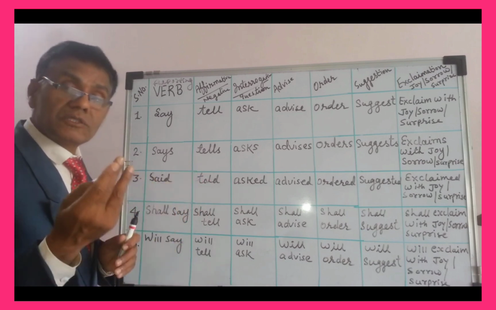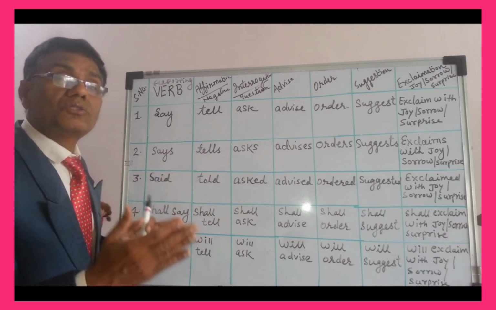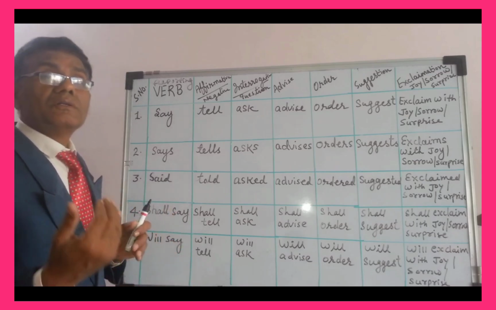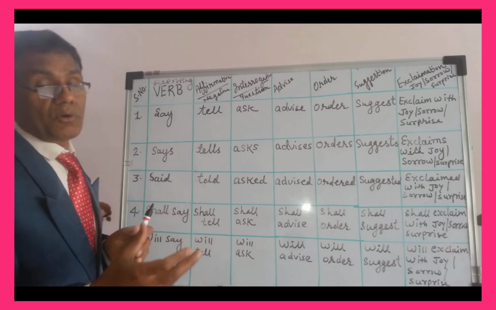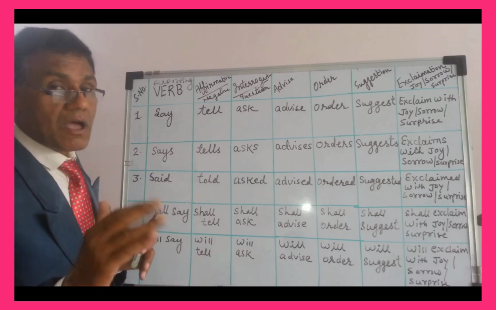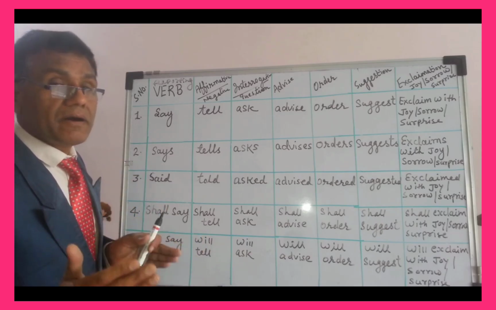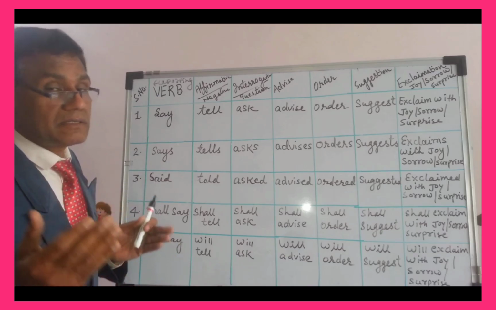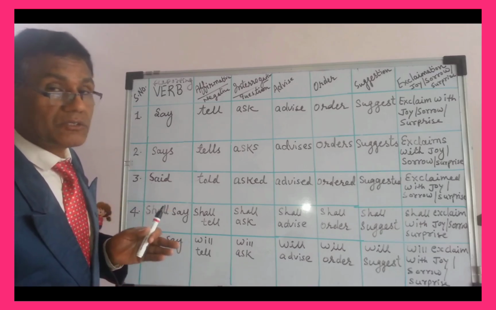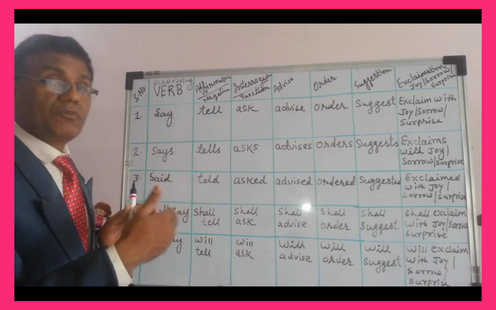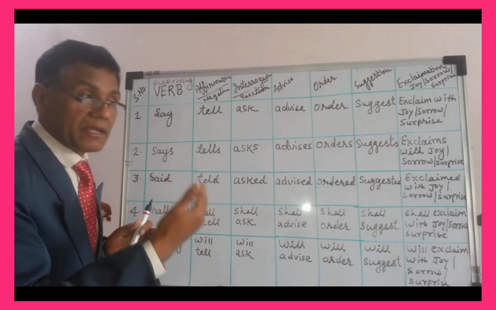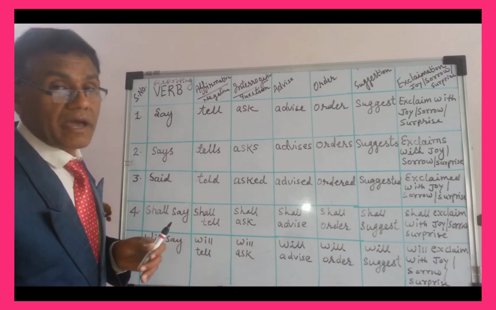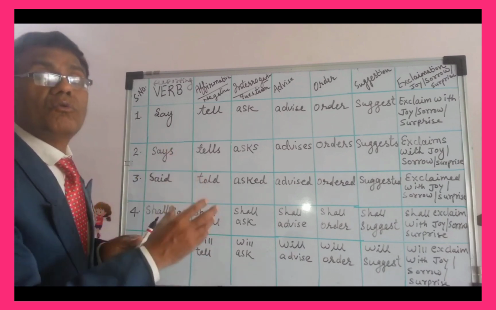Rule number 3 is how to change the pronoun. Rule number 4 is how to change the tense of the reported speech, and the last rule is how to change the words denoting time, place and distance. I hope, my students, you will repeat and revise, watch this video again and again, and you will learn the concept of direct and indirect narration and rule number 1.